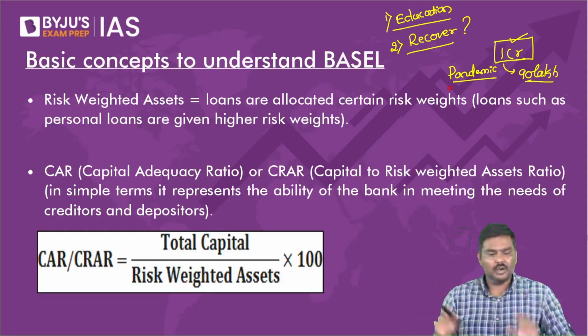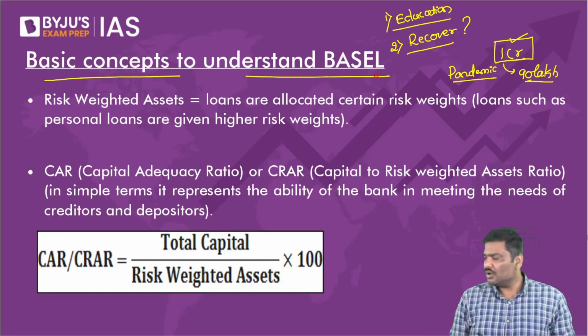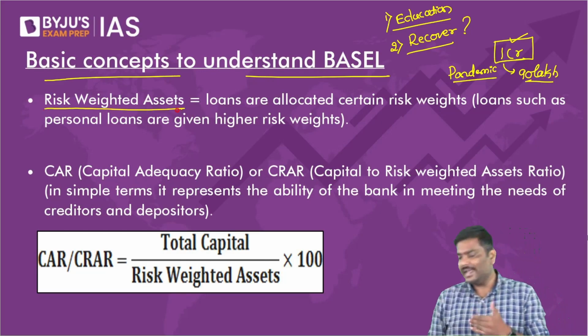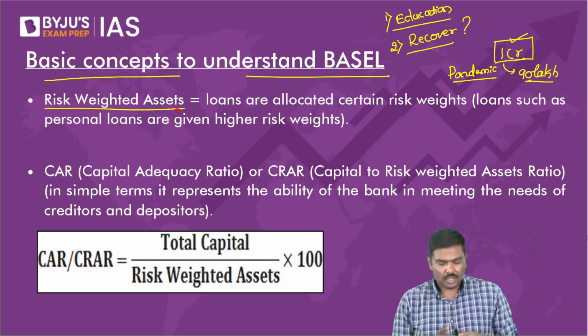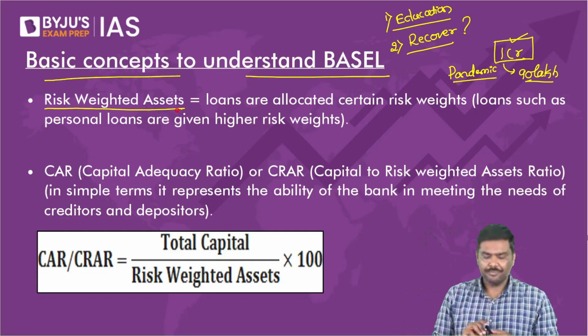Start going forward. Okay. Next, basic concepts. Right? Certain more basic concepts. Risk-weighted assets, RWA. Risk-weighted asset. Now, what do you mean by risk-weighted asset? Let me explain this. Follow this carefully.